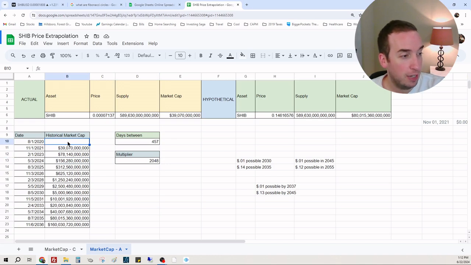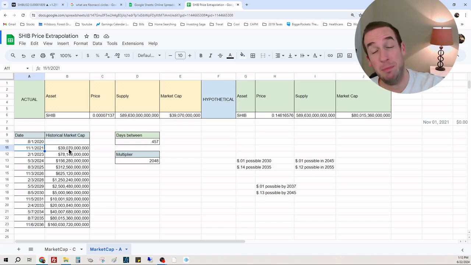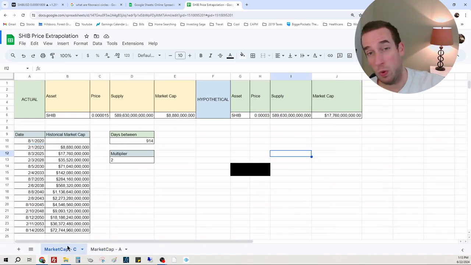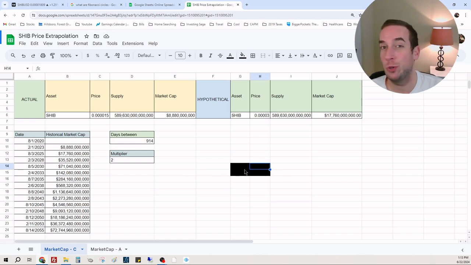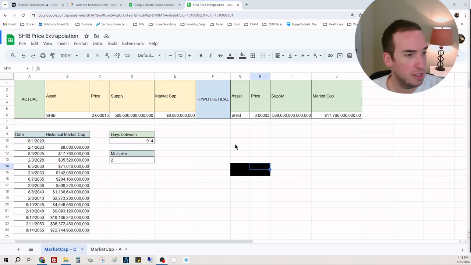We have our SHIB intro date of August 2020. Within 457 days, I went to an all-time high. This is extrapolated based on 457 days of all-time highs. That's just way out of our league. This conservative, I think we need to find a balance between conservative and aggressive, and I think this is it. And I have right here our potential price targets for 1 cent and 10 cents.